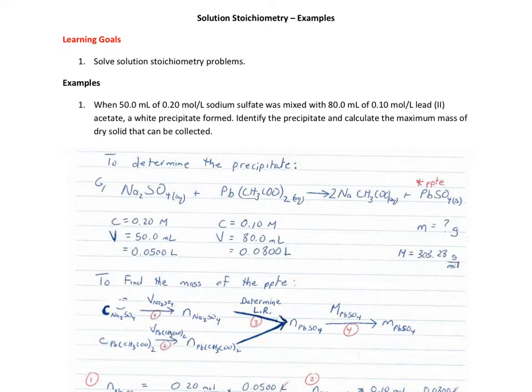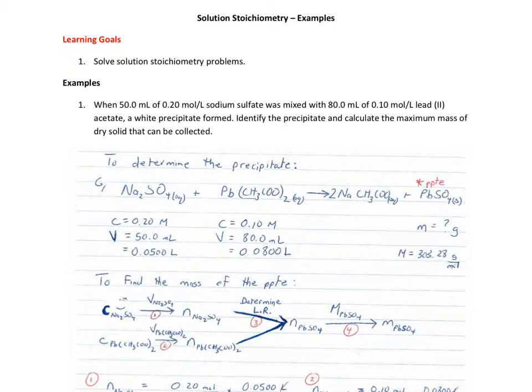In this tutorial, we are going to focus on strategies for solving solution stoichiometry problems. We're just going to take a look at a couple of examples that deal with a couple of different variations of solution stoichiometry problems. Note that these aren't all of the possible problem types that you will see, but this will hopefully give you some strategies for dealing with this type of problem.